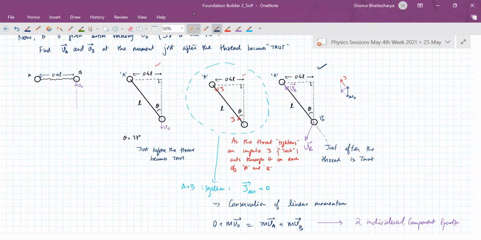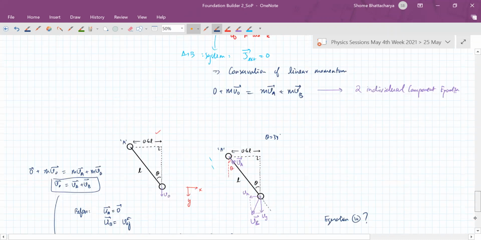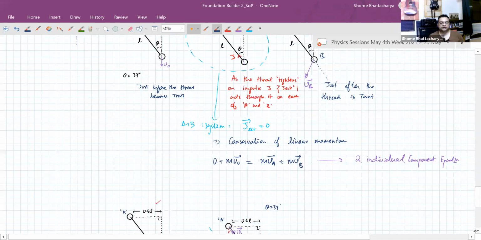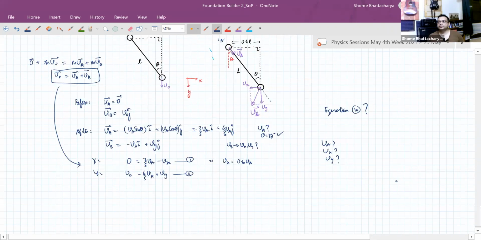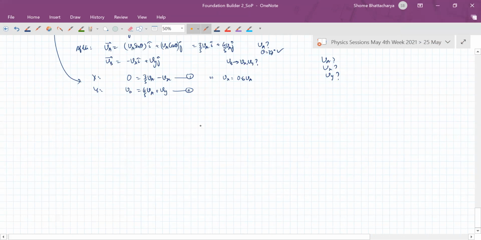Sir, so we have to assume VB's velocity in that direction? Yes, we have to find the net velocity of VB along the line AB. Okay, so these two equations are clear to all of you, right? Yes, sir. Now let's come back to this.